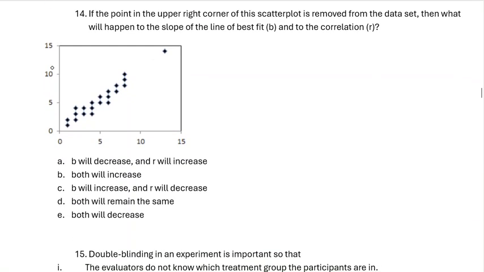Okay, so we had talked about outliers a little bit. So what would happen if this point in the upper right was removed from the data set? What will happen to the slope, and what would happen to the R? Well, nothing really is going to happen. That point is sort of on par for being on the line. So removing it, even though it's far away from everything, doesn't really change what the slope would be, and it doesn't change what the R will be. So both will remain the same.